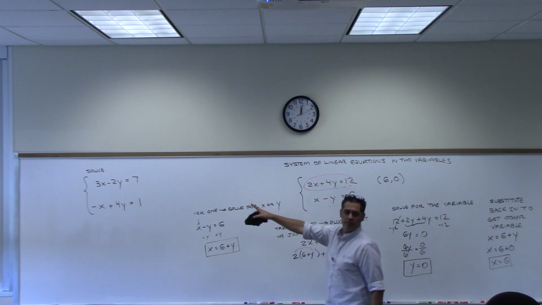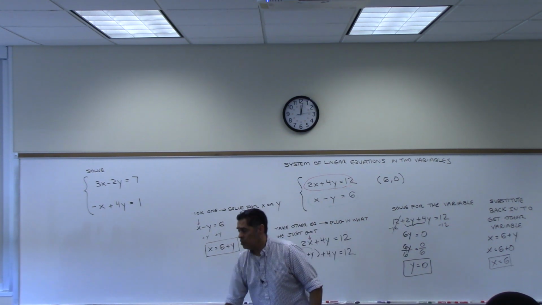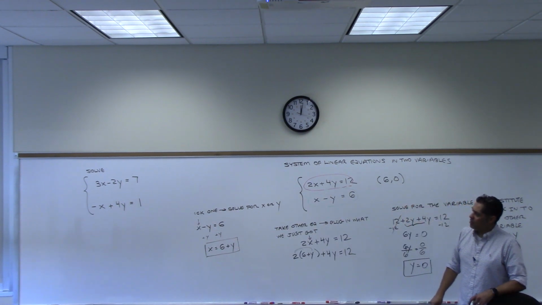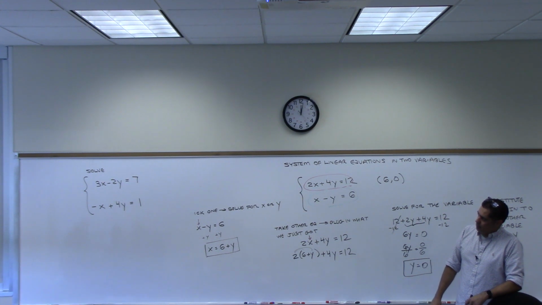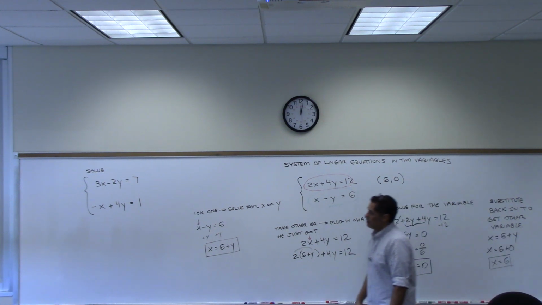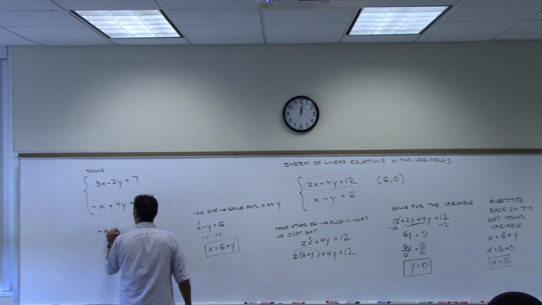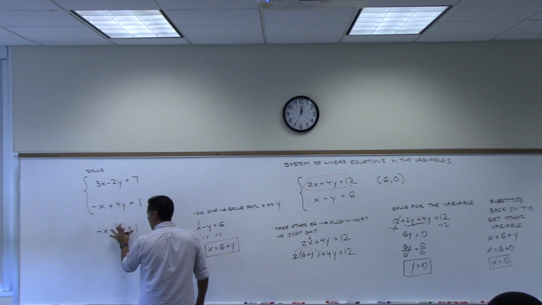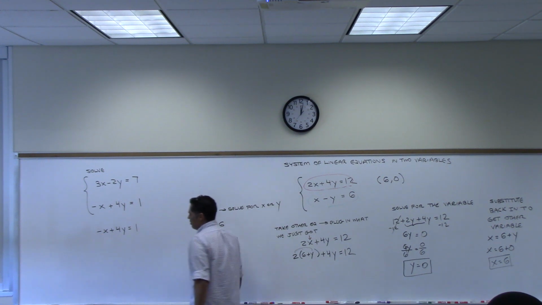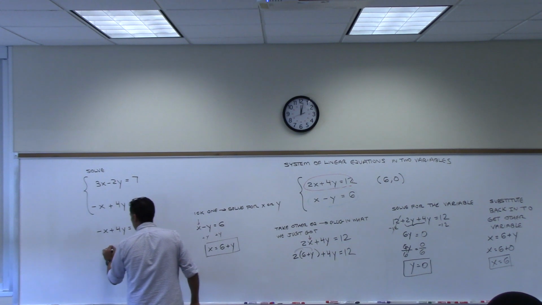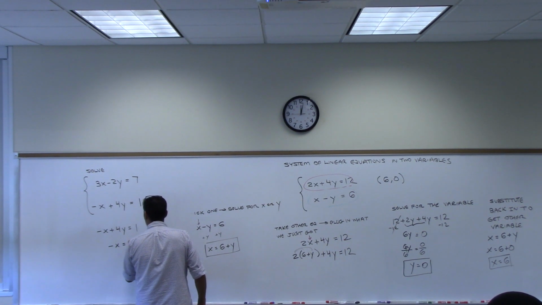First step is to what? Pick one of the two. Which one would you rather be solving for a variable on? Bottom one? And what do you want to solve for, x or y? You solve for x? Yeah? So I'm going to take this bottom equation right here. Negative x plus 4y equals 1. Pick that one. Solve for x. How would you like to solve for x? Do you want to move the 4y over? Yes, and then that's going to give you negative x equals 1 minus 4y.